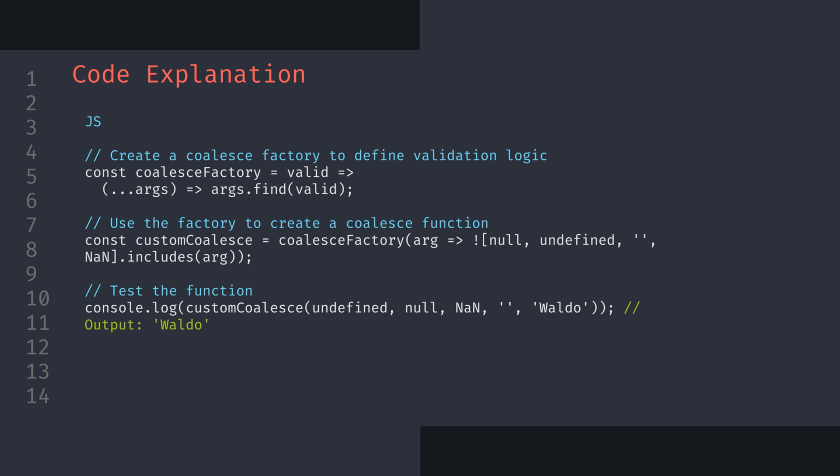This code defines a function coalesce factory that takes a validation function and returns a customized coalesce function. The find method checks each argument in sequence and returns the first one that passes the validation. Here, the validation checks if the value is not null, undefined, or NaN.